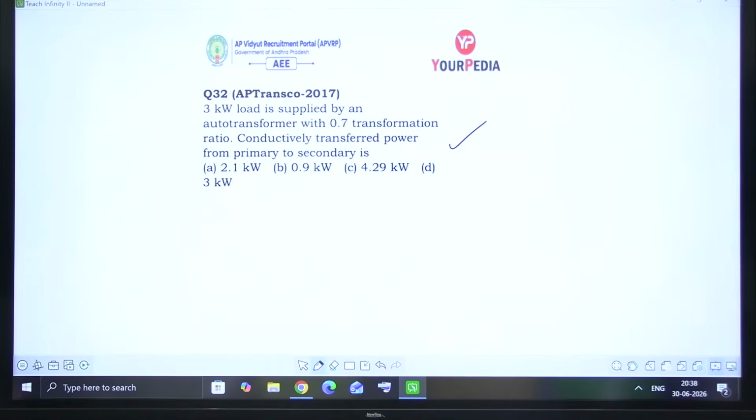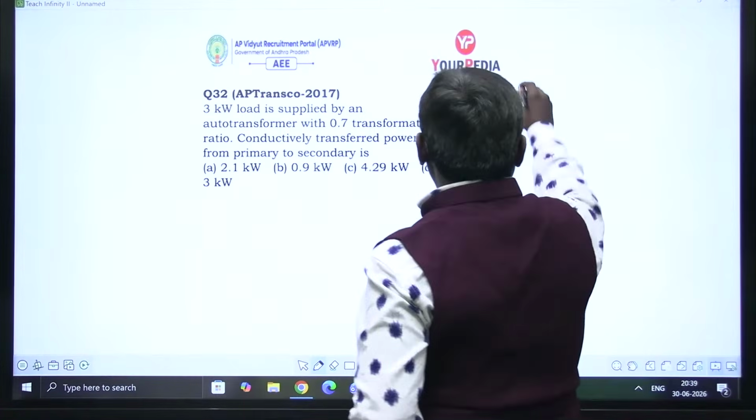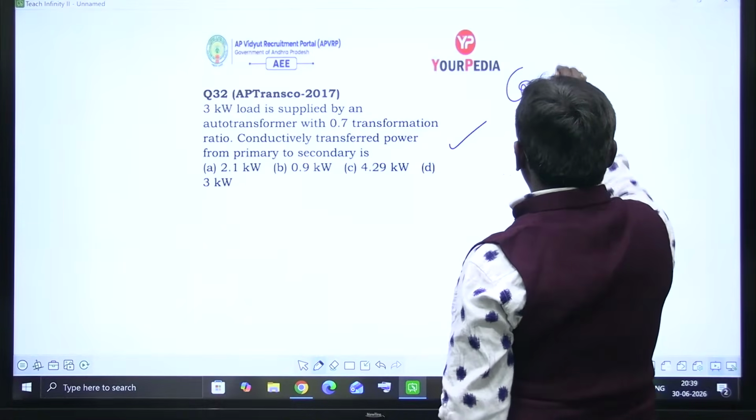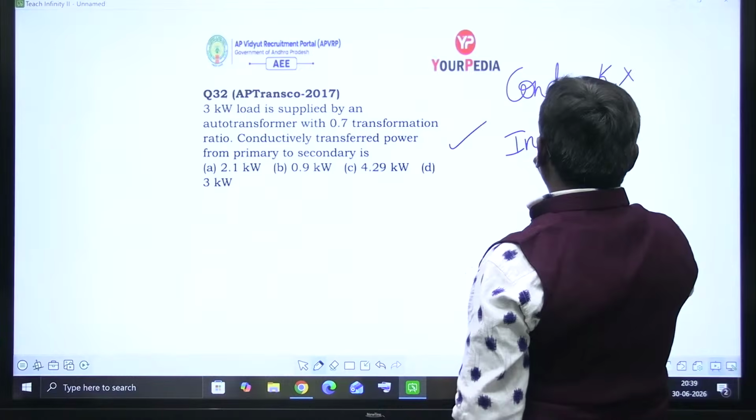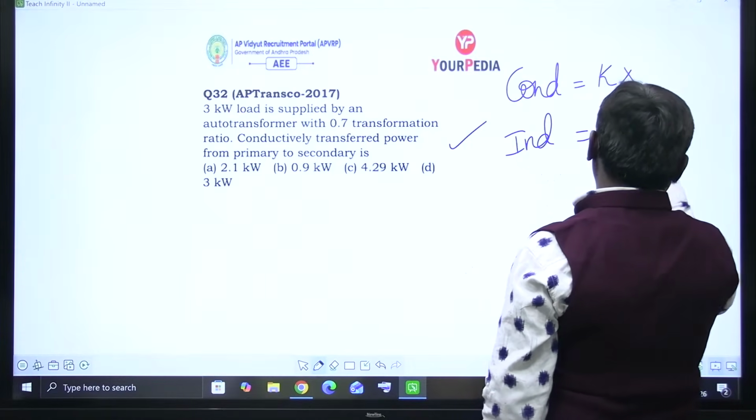Yes, B. Check. B. Conductively transferred, not inductively transferred. Is he giving conductively transferred? Have you forgotten the formula? Conductively transferred is K times the power, but inductively transferred is 1 minus K.